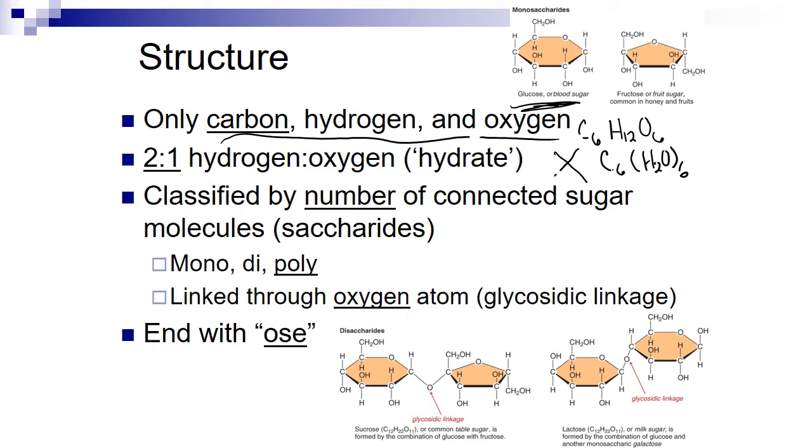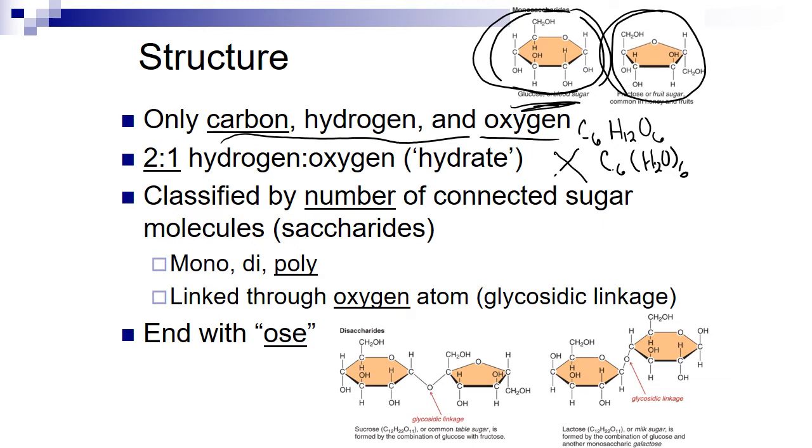The way that we're going to classify these different carbohydrates is based on the number of connected sugar molecules, or the different saccharides that are put together. A monosaccharide is just one sugar. At the very top, we have some examples of monosaccharides. Here's glucose, and then we have fructose. Fructose we know as fruit sugar. A lot of honey has fructose, and also a lot of your fruits have fructose. That's why it's called a fruit sugar sometimes.